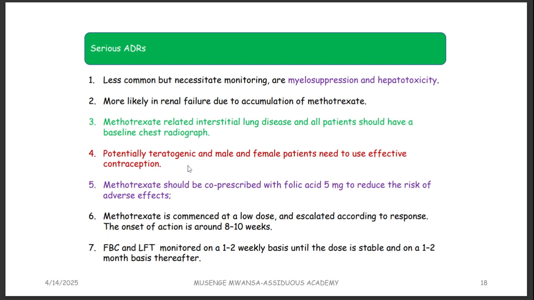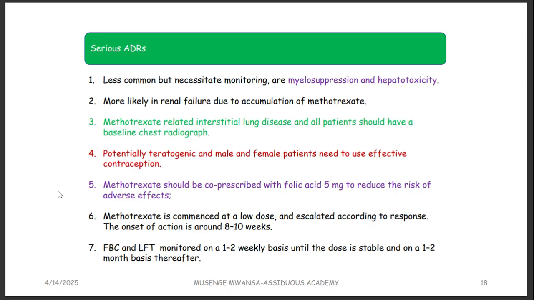This drug can also be potentially teratogenic. So male and female patients need to use effective contraception when taking this drug. It's teratogenic, not really carcinogenic. Carcinogenic is to cause cancer, but it can cause teratogenic effects in growing children. So I want to make sure that there's contraception when you're taking these drugs, so you don't have children, because of the ability to cause teratogenicity.